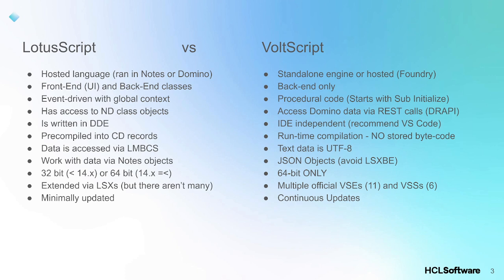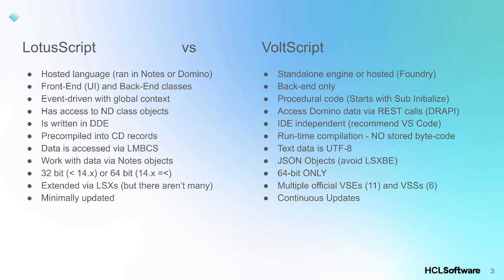LotusScript is an event-driven model with a global context. So you have events that you hook to, like UI events, things like clicks and such. Whereas VoltScript is completely procedural since it's strictly back-end. You call the code, it runs, and then it ends and returns a result set.